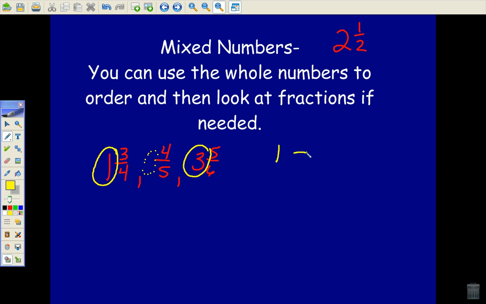If I want, let's say, least to greatest on this one, which one would be the least one? The 4/5, because it has no whole numbers. Which would come next? The 1 3/4, because it only has one whole number. And the greatest one would be 3 5/6, because there were 3 wholes. So sometimes it's going to be that easy. So always look at your whole numbers first and see if your whole numbers can help you. Sometimes your whole numbers are going to help you with a couple of them, and then you have to figure out the other one.